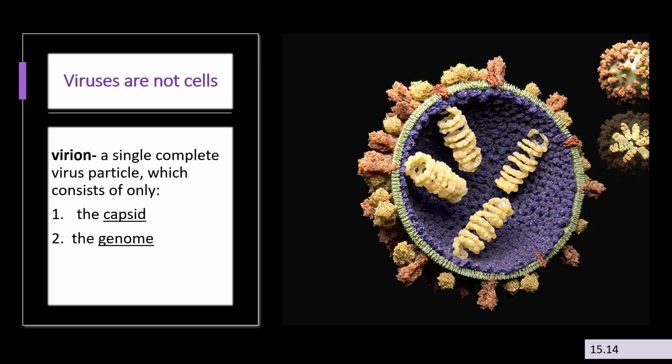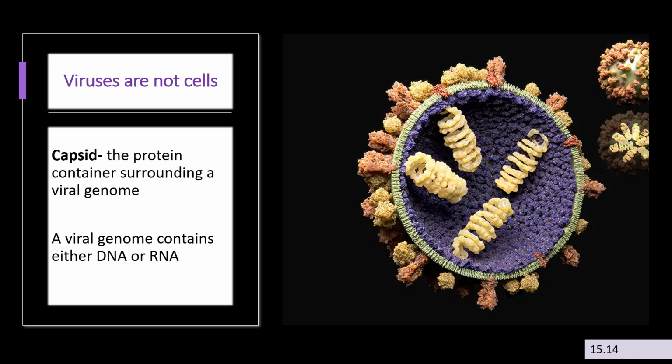Viruses are not considered cells, so instead we refer to a single viral particle as a virion. The virion has two components, the capsid and the genome. The capsid is the outer covering of the virion. It's a capsule made of protein that encloses the genome. The genome is the virus's genetic material. As you will see later, viral genomes can be composed of either DNA or RNA.